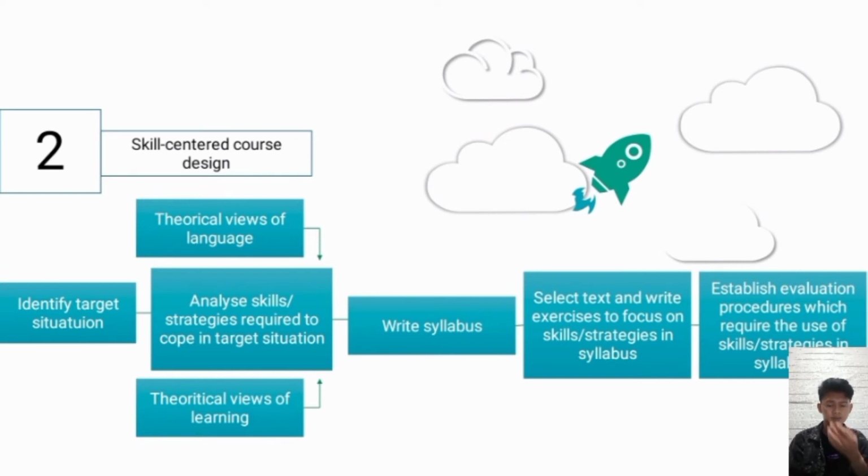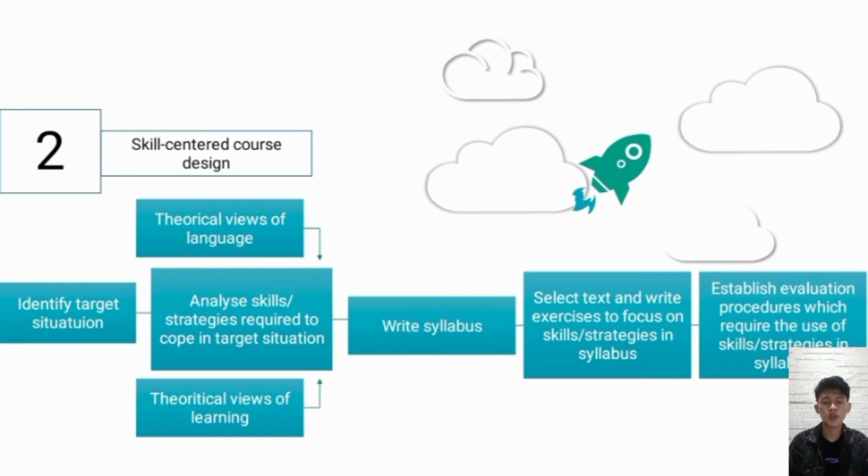You can see here the first is identify target situation and theoretical view of language, analyze skills or strategies required to cope in the target situation, theoretical views of learning, so write syllabus, and then select text and write exercises to focus on skills or strategies in the syllabus, and then establish evaluation procedures, the use of skills or strategies in the syllabus. And then it's based on two principles.